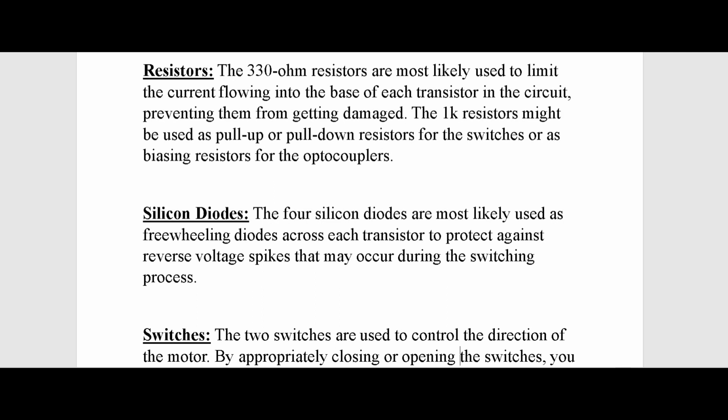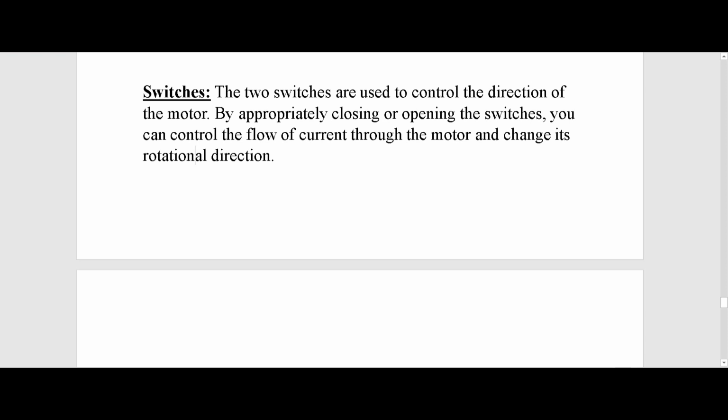The silicon diodes. As seen earlier, we used 4 silicon diodes that are most likely used as freewheeling diodes across each transistor to protect against reverse voltage spikes. In our circuit, reverse voltage spikes are very important to understand. The 4 silicon diodes are used as freewheeling diodes to protect against reverse voltage spikes that occur during the switching process. Also, switches are used to control the direction of the motor. By appropriately closing or opening the switches, you can control the flow of current through the motor and change its rotational direction.